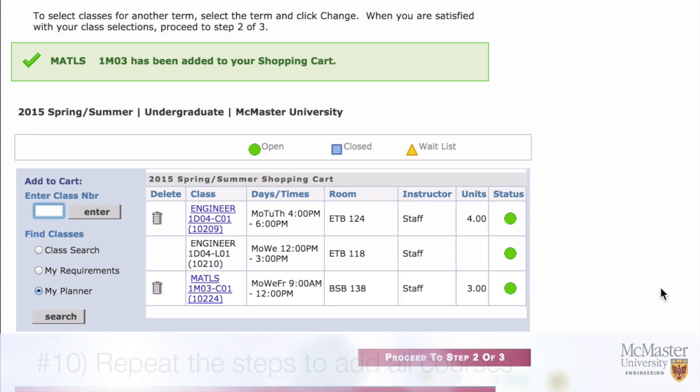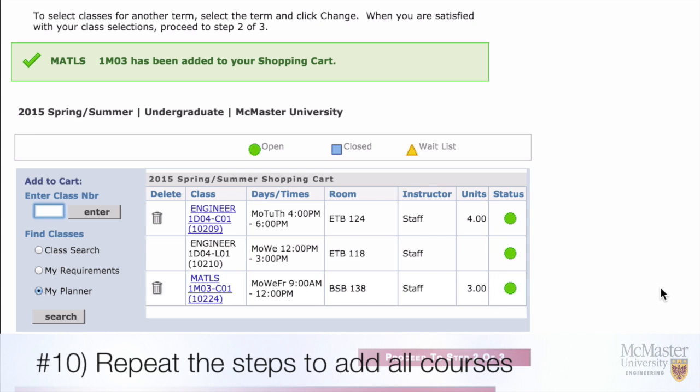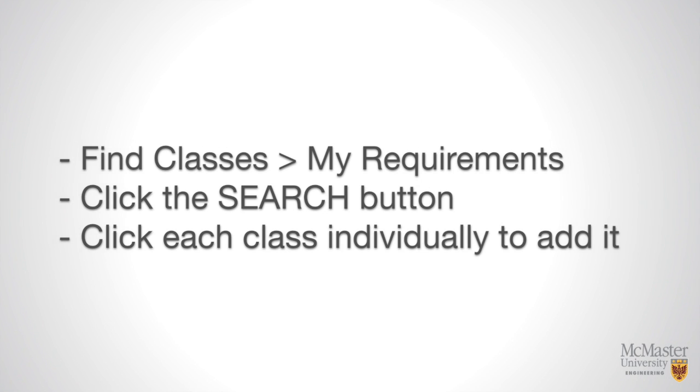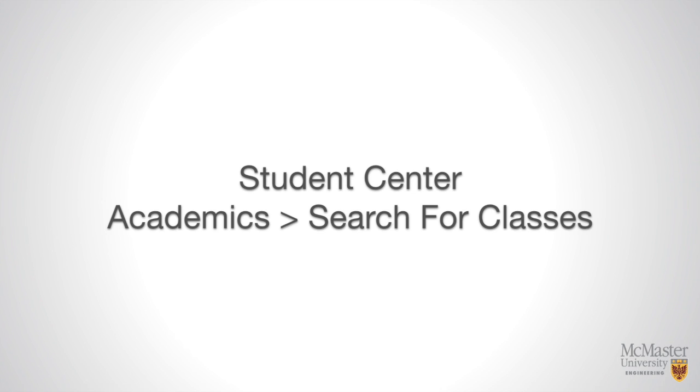Step 10. Continue adding required courses to your shopping cart by repeating the previous steps. Selecting My Requirements under Find Classes, clicking the Search button to show a list of all the classes, and then selecting each class individually so you can choose your core, lab, or tutorial sections and adding them into your shopping cart. Students can also search through classes on Mosaic by going to the Student Center under Academics and clicking Search for Classes in the top right-hand corner.